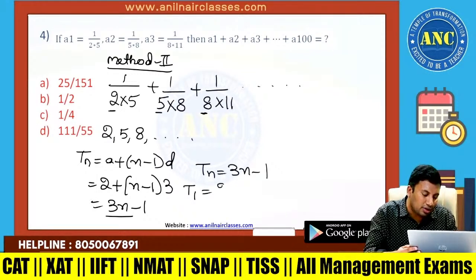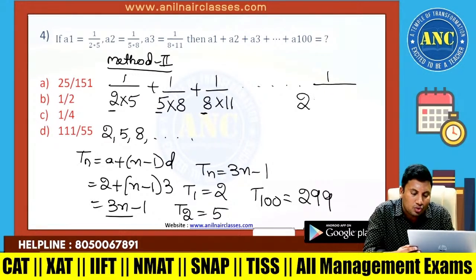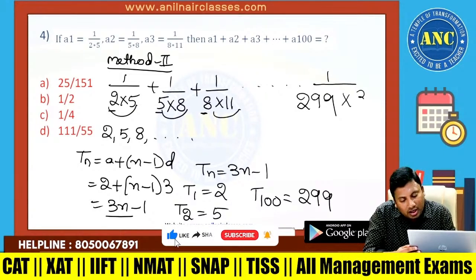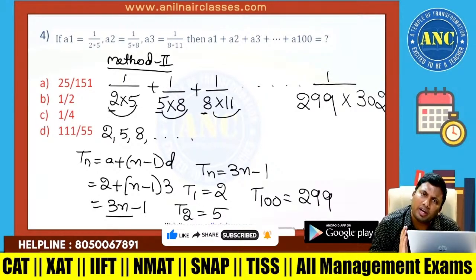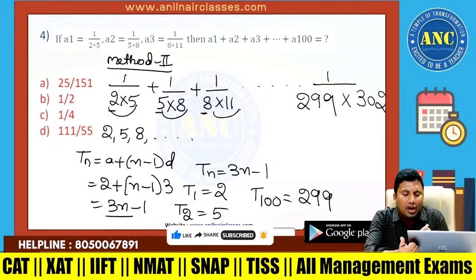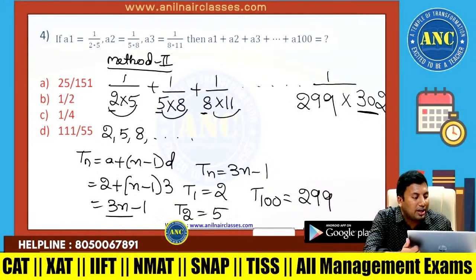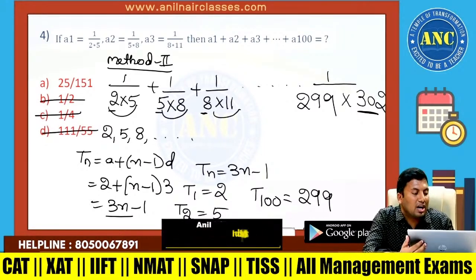T1 is nothing but 3 minus 1, 2. T2 is nothing but 6 minus 1, 5. T100 is nothing but 300 minus 1, 299. So the 100th value is 299. Every time there is an increase of 3, so the next is 302. Just by looking at the question you can say 302. The answer should be either a factor of 302 or 302. These are eliminated. 1 by 2 is 50%, not at all possible.